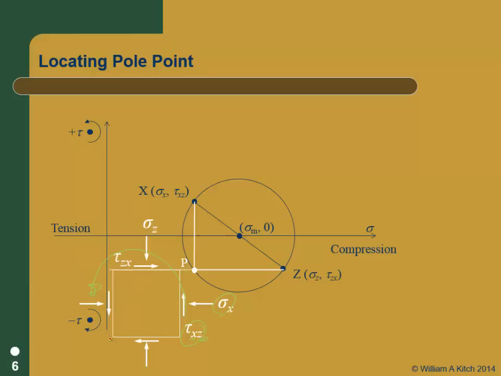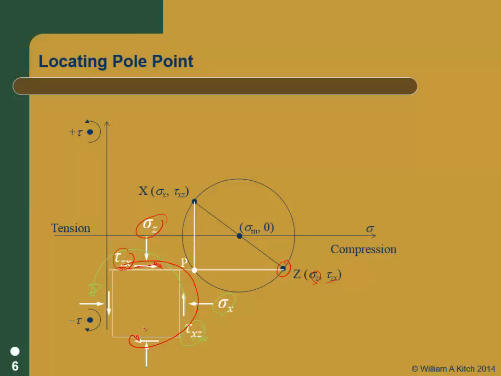this is sigma z and tau zx. Well, tau zx, that's on the z plane acting in the x direction. That's this direction. Now, is this a positive value down here? Yeah, it's below the origin, so that's a negative value. And this is tending to rotate the element in this direction, and that's a negative shear stress.